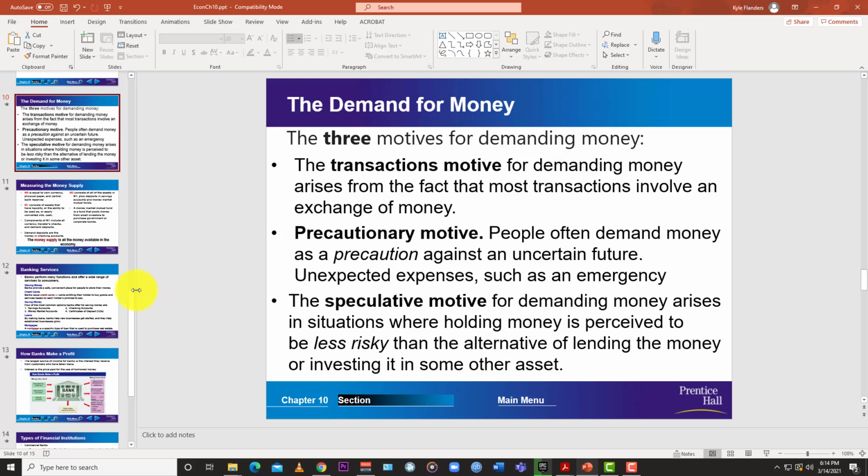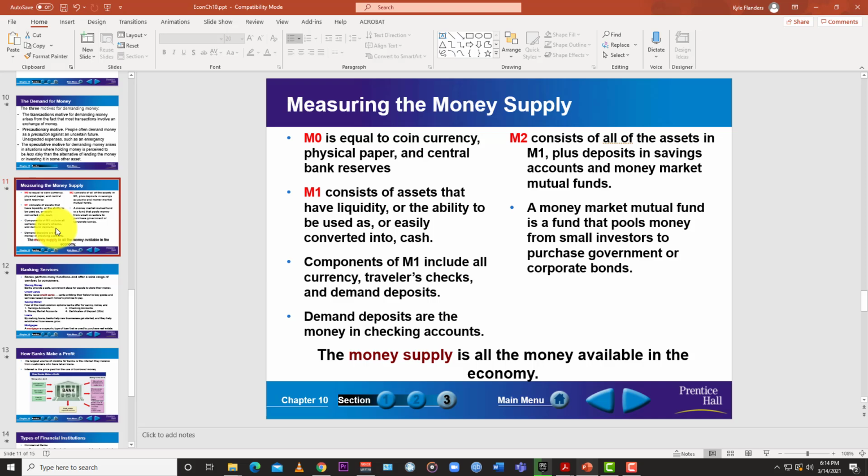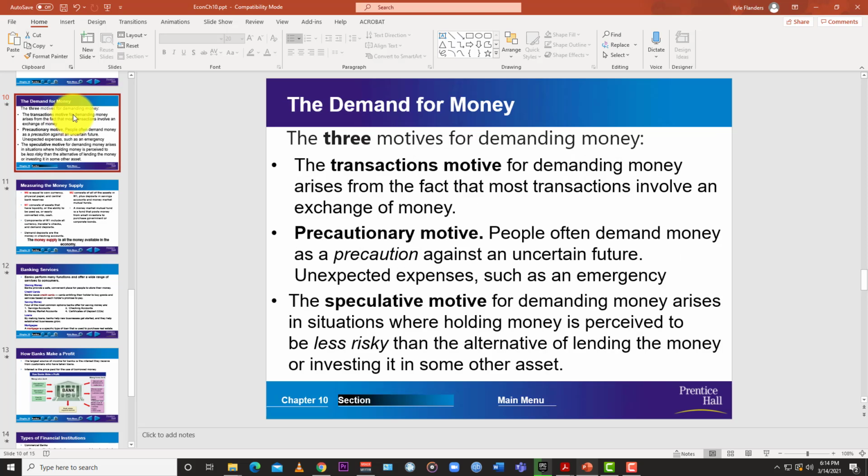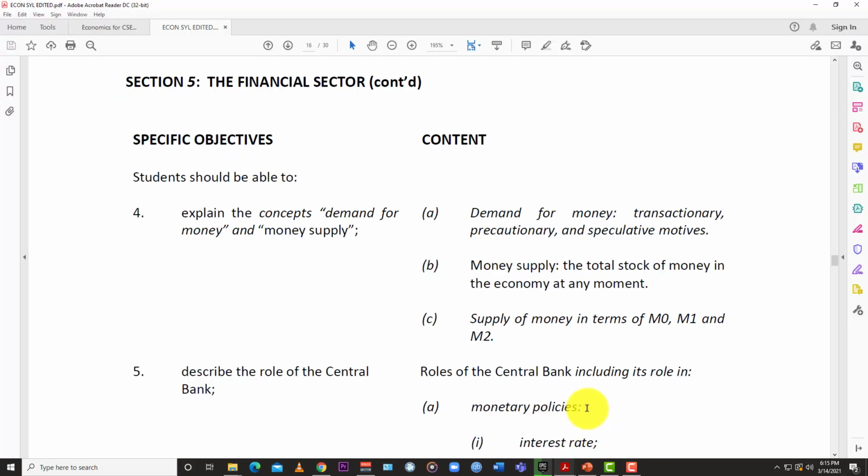And so we looked at the supply measure of money and the demand for money. And of course, as you go further on into economics, you're going to learn a lot more about the supply of money, demand for money, all those things. But for now, on the high school level, you just have to know how to measure the supply of money, M0, M1, M2, and then the motives for demanding money, which are the transactionary, precautionary, and the speculative. So those are the reasons, the motives for demanding money. And so basically, that's it for subsection 4 in section 5, our specific objective 4 in section 5 of the CXC economics syllabus. So we got that.